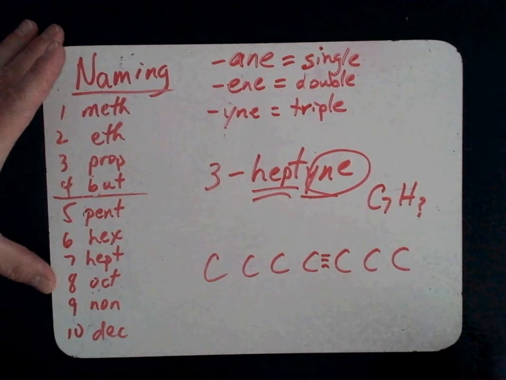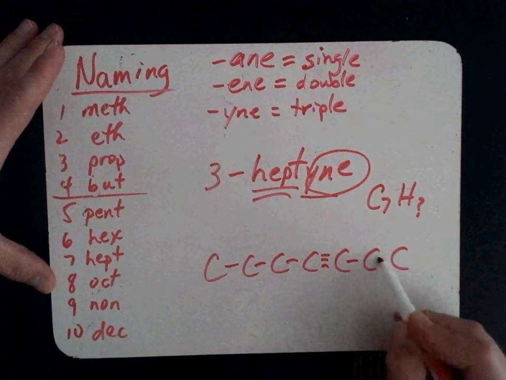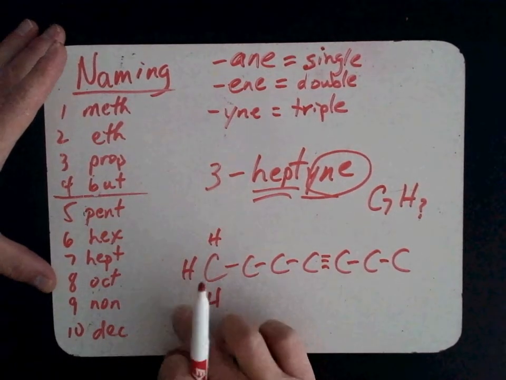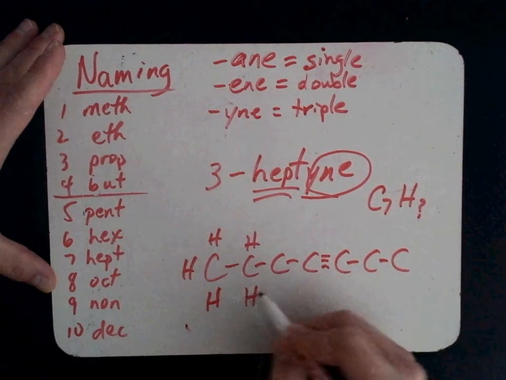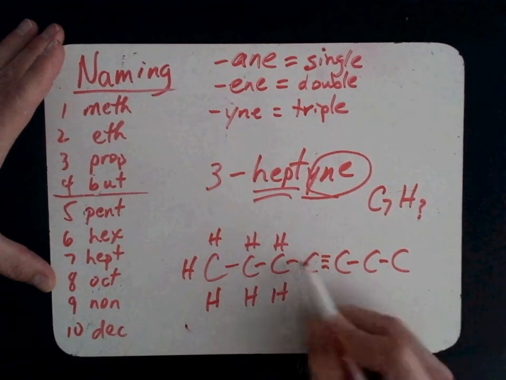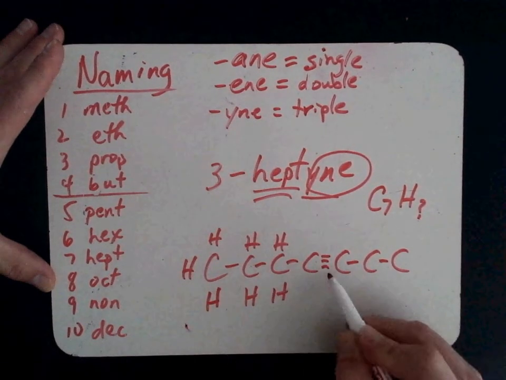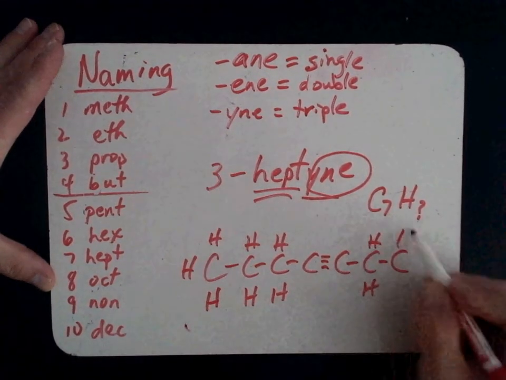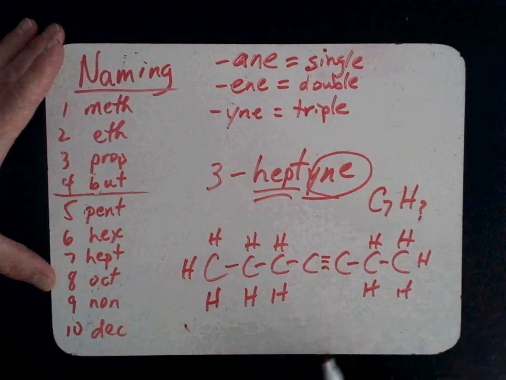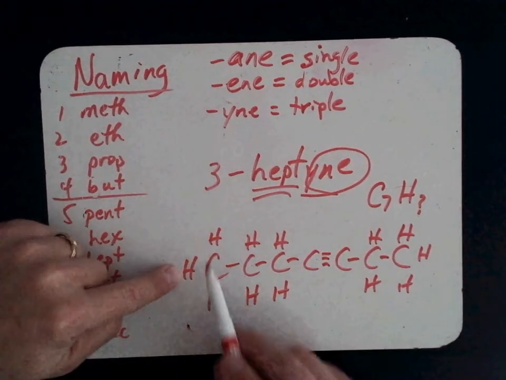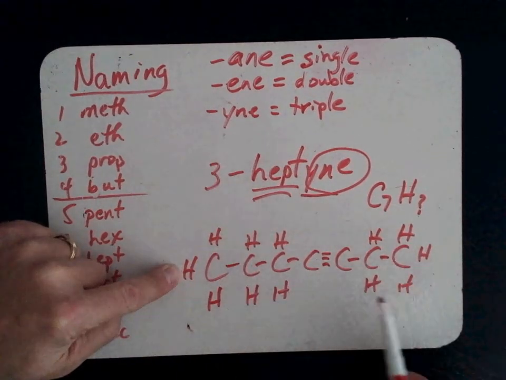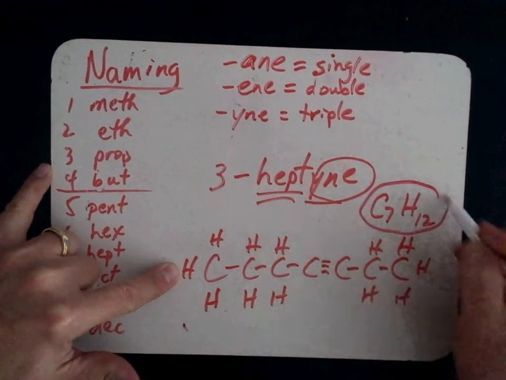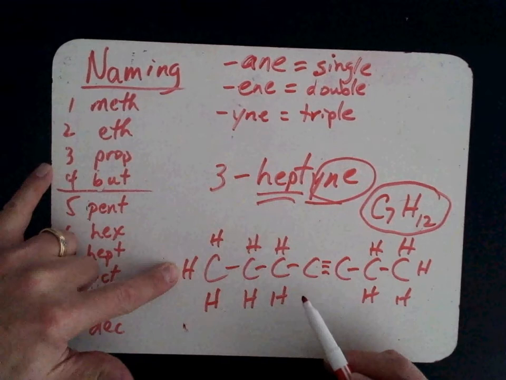So how do I finish them up? Well, they all have H's. Okay, I don't even have to do the math. Watch this. This guy can hold 3. This guy can hold 2. This guy can hold 2. 1, 2, 3, 4. That guy's already got 4 bonds. 1, 2, 3, 4. That's got 4 bonds. 1, 2. This guy can hold 2 more. And this guy could hold 3. How many is that? 1, 2, 3, 4, 5, 6, 7, 8, 9, 10, 11, 12. C7H12. Look at me. The name told me how to build it.